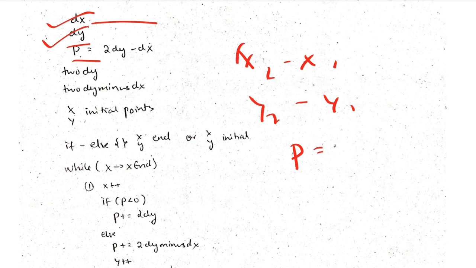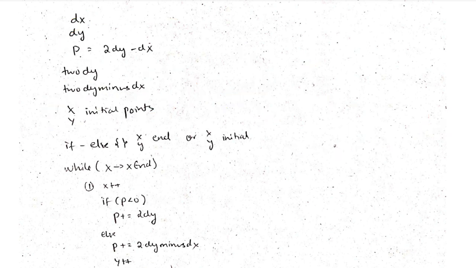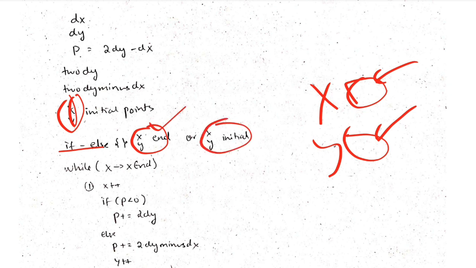Dx, dy, p is equal to 2 dy minus dx, and 2 dy you will be taking as 2 into dy, and 2 into dy minus dx in the brackets, and x and y initial points. Initial points you will mark x and y. See, x and y are the points which you will be marking. Every time they will be changing. So the first points are x0 and y0, which you pass in the arguments. That will be marked as x and y values. And if x is greater than x end, you will mark it as this one, else you will take the initial points. So this is just the initialization.